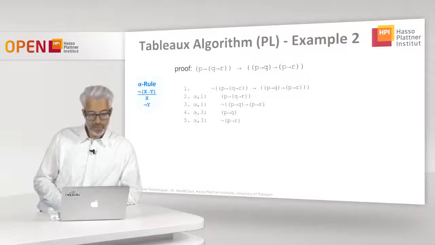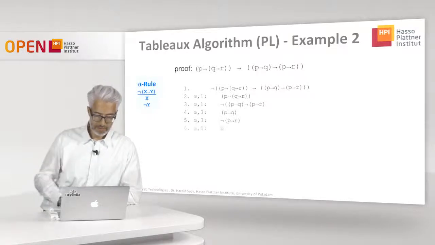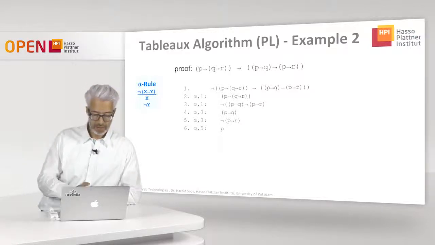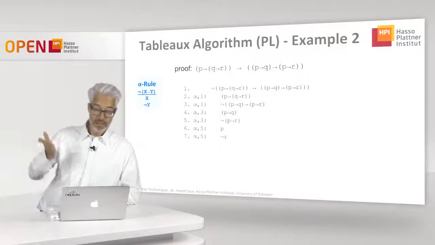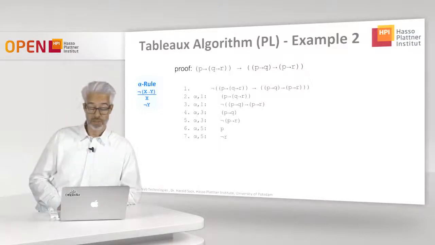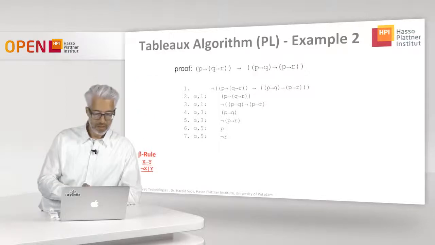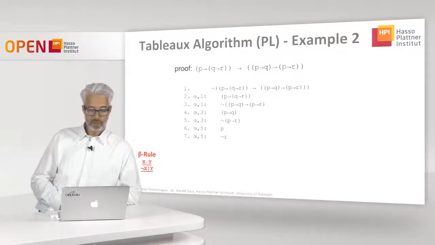Okay, if we want to apply again the same alpha rule, we can apply it on row number 5. So here we have P and not R in the first branch of our tableau. On number 5, no more extension rule can be applied. So we have to consider another rule, and we have to apply this rule then, of course, on another row.